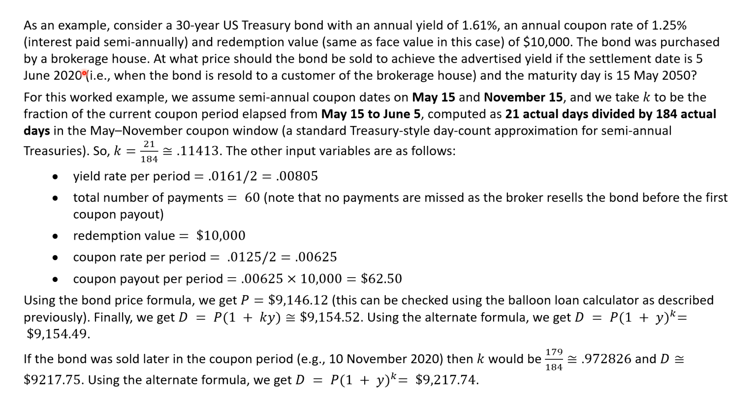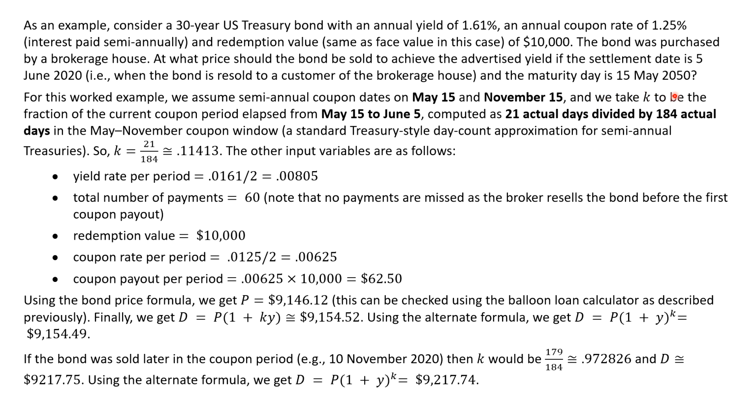So the bond was sold a little bit after the initial issuance, so that makes this an example where we need to compute the dirty price as well as the clean price. So for this worked example, we assume semi-annual coupon dates of May 15th and November 15th. So we're just working back from the maturity date here, assuming that's one of the two coupon dates, and then just going forward 6 months, that would give us the other coupon date.